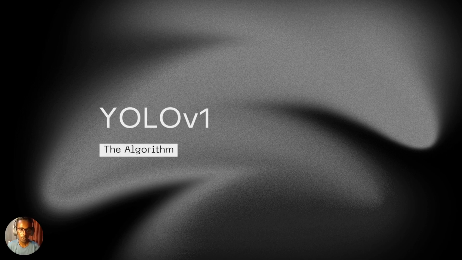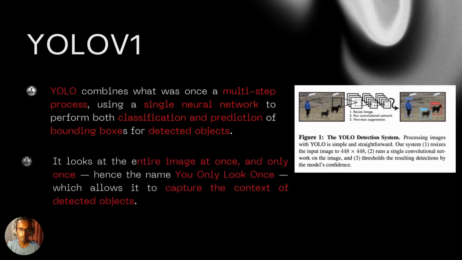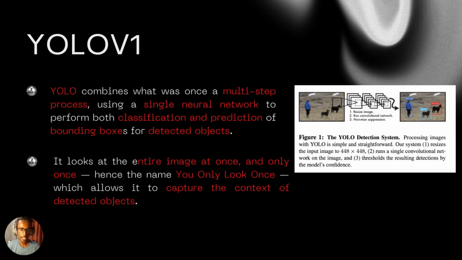Now let's take a look at the algorithm in detail. YOLO combines what was once a multi-step process using a single neural network to perform both classification and prediction of bounding boxes for detected objects. So the multi-step process, which was used by the RCNN family, was changed into a single neural network, and YOLO just looks at an image once and only once, hence the name You Only Look Once, which allows it to capture the context of the detected objects.